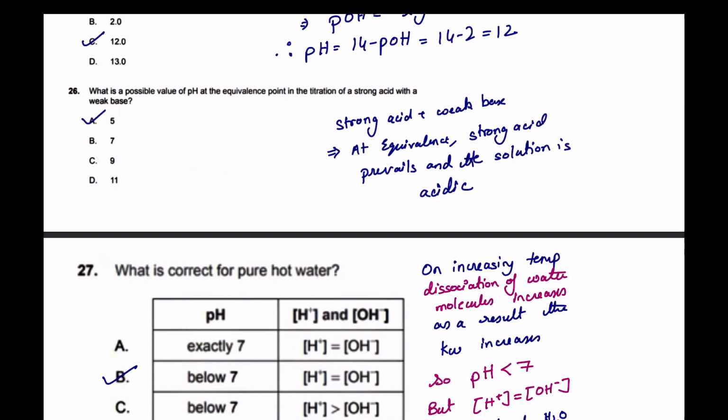So option A is the correct answer because it is the only option where the pH of the solution is acidic at the equivalence point. You can also think like this: at equivalence, strong acid prevails and the solution is acidic.